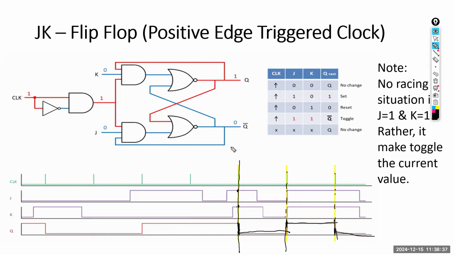So that is how JK flip-flop works under edge triggering. It can be positive edge, negative edge. We don't care whether it's positive edge or negative edge. What we care is when do we have that triggering. Don't think that the positive edge and negative edge behave differently. Edge is edge. Right. Any questions?